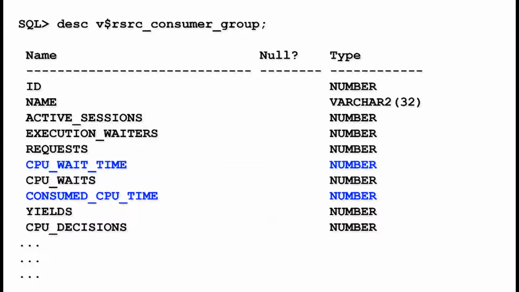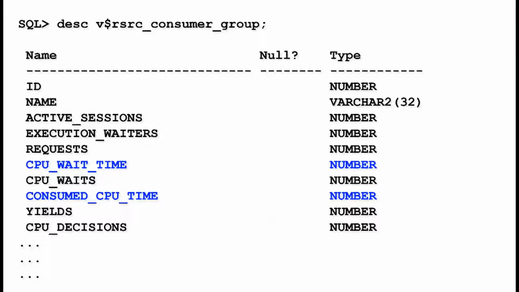How do you tell if it's actually kicked in and things are going on? You can look at V$RSRC_CONSUMER_GROUP. It's a massive view, with like 100 columns. But the key ones are CPU wait time and consumed CPU time. If the CPU wait time is non-zero, effectively instance caging is in effect here. We wanted to use some CPU and the database said, no, I'm throttling you back.